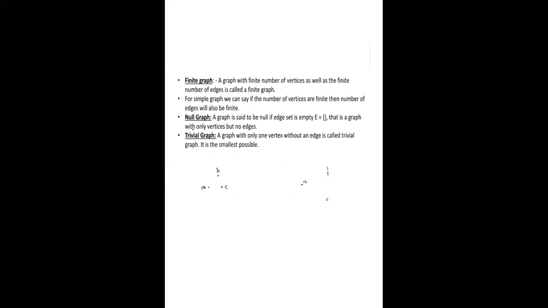Next is null graph. A null graph means a graph with only vertices, no edges. In this there are only vertices A, B, C. There are 3 vertices, but there are no edges. Then it becomes the null graph.